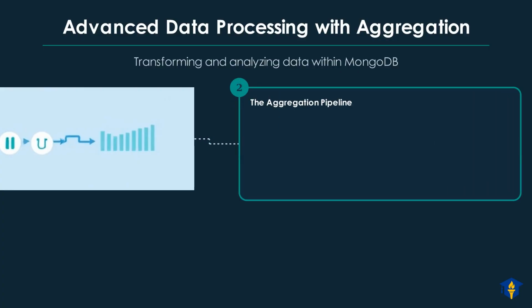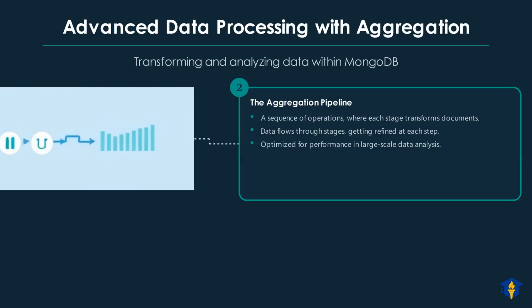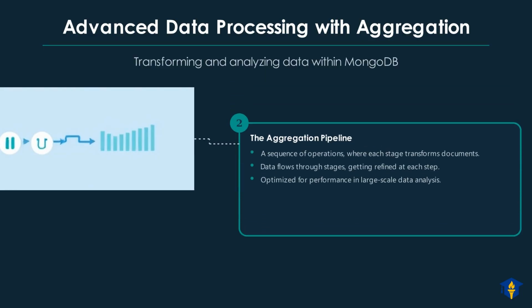The aggregation pipeline is a fundamental concept here. It is a sequence of operations where each stage transforms documents before passing them to the next. Data flows sequentially through these stages, getting progressively refined at each step. This pipeline is highly optimized for performance, especially in large-scale data analysis tasks.